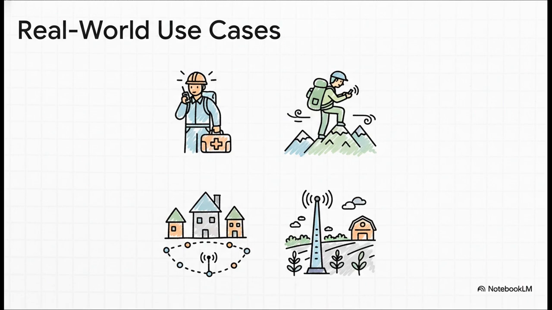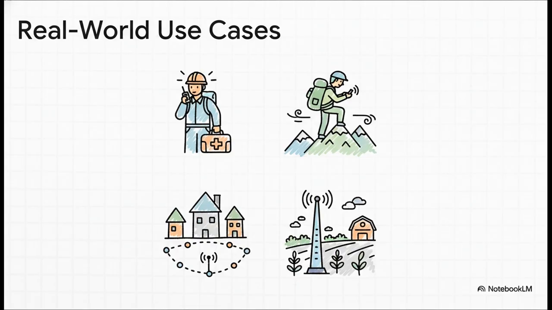And it's not just for one thing. The uses are all over the place. You've got search and rescue teams hooking it into their tactical apps. You've got hikers and campers using it to stay in touch when they're miles from the nearest cell signal. Whole neighborhoods are building their own backup communication grids for emergencies. People are even using it for things like monitoring sensors on remote farms.